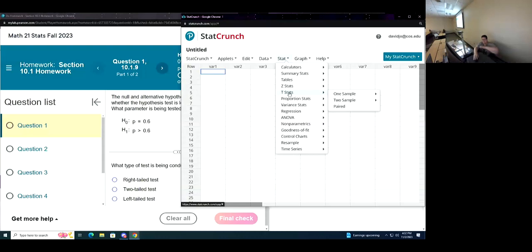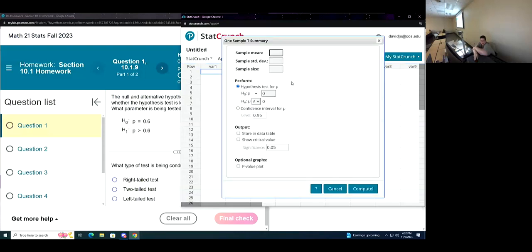And then the other one is where we were doing means. So we'll do stats, t-stats, one sample. And again, hypothesis test works the same way. It's just like the confidence interval. You go to the same menu and you enter the same information.